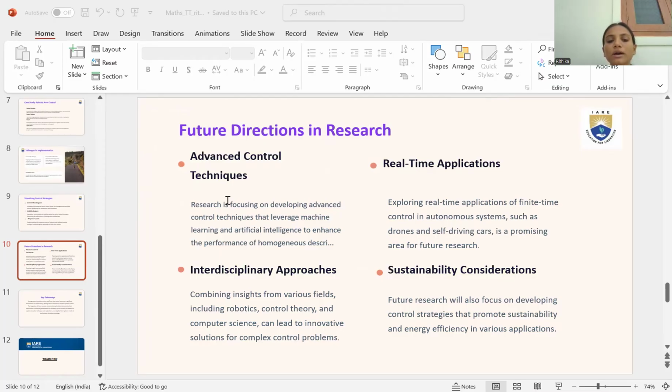Interdisciplinary approaches. Combining insights from various fields, including robotics, control theory, and computer science, can lead to innovative solutions for complex control problems. Sustainability considerations. Future research will also focus on developing control strategies that promote sustainability and energy efficiency in various applications.